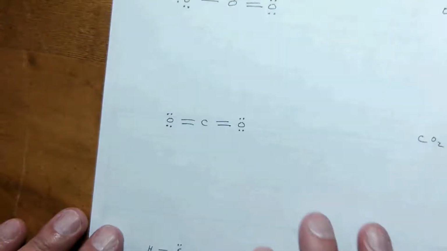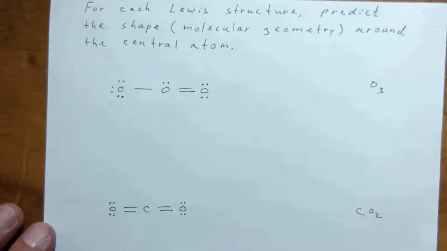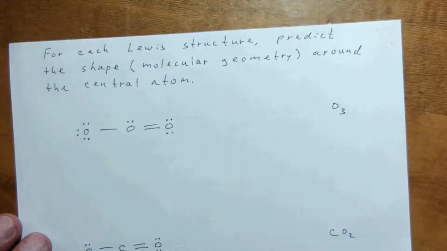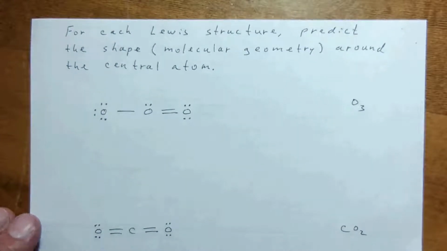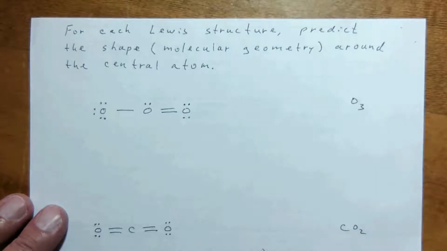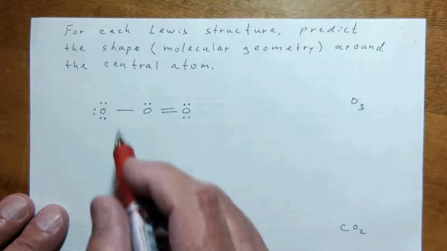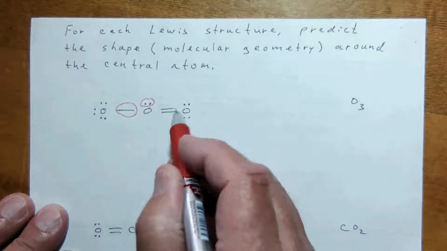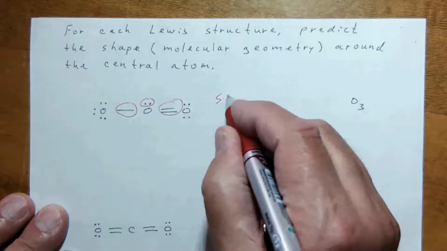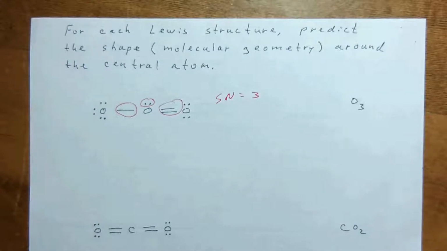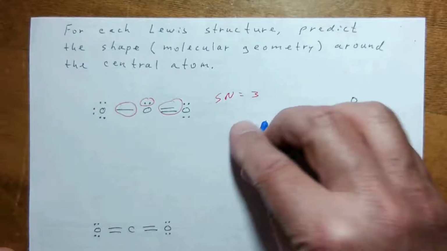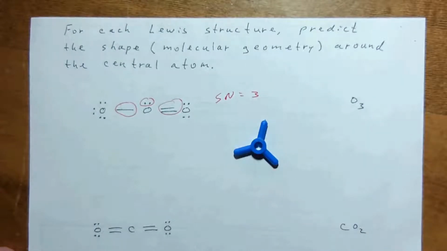If you flip the page, I've drawn the Lewis structures for you for these molecules. It says for each Lewis structure, predict the shape, the molecular geometry around the central atom. Well, ozone here, first thing you've got to do is come up with the steric number. 1, 2, 3. So your steric number is 3.